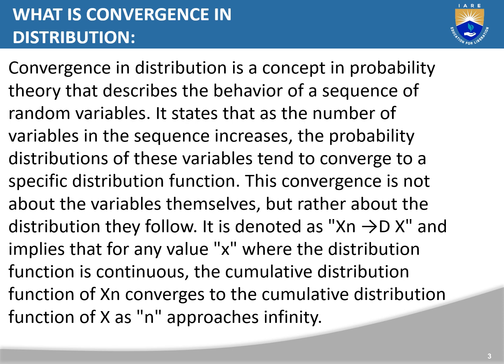This convergence is not about the variables themselves, but rather about the distribution they follow. It is denoted as Xn → X in distribution and implies that for any value x where the distribution function is continuous, the cumulative distribution function of Xn converges to the cumulative distribution function of X as n approaches infinity.